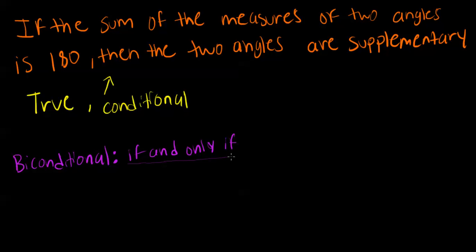So let's recap on this. If the conditional statement and its converse are true, then we can write it in a biconditional statement form using if and only if. And when we write it in that form, we keep it in the same order as the converse, and we just add if and only if in between.